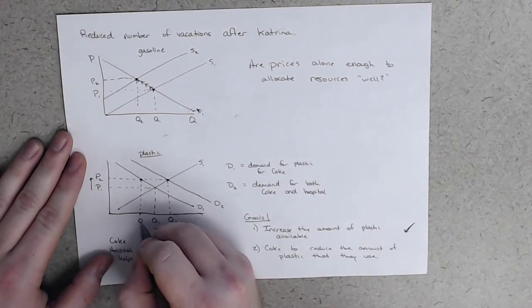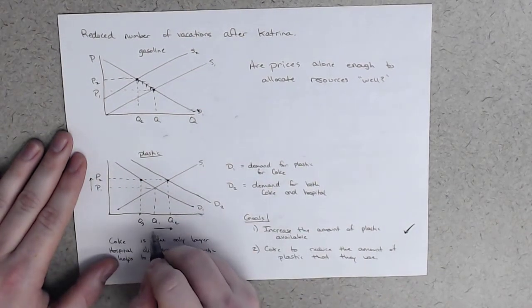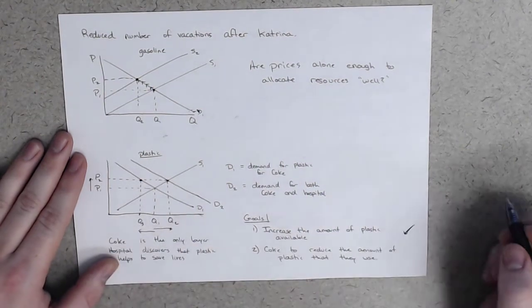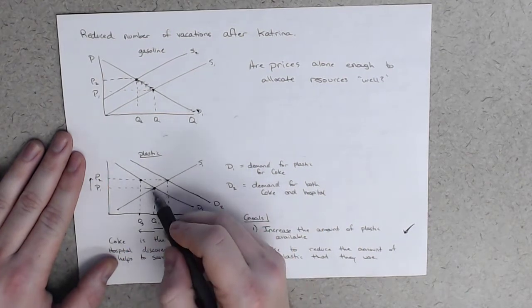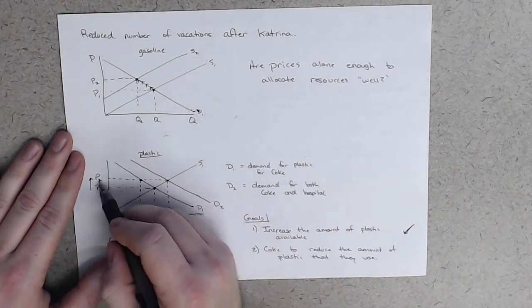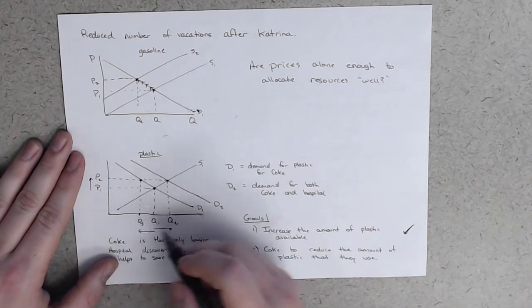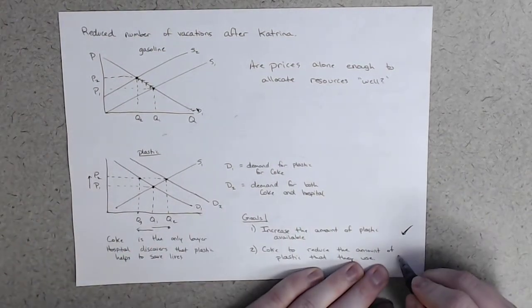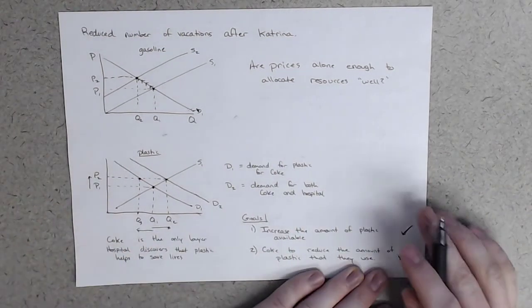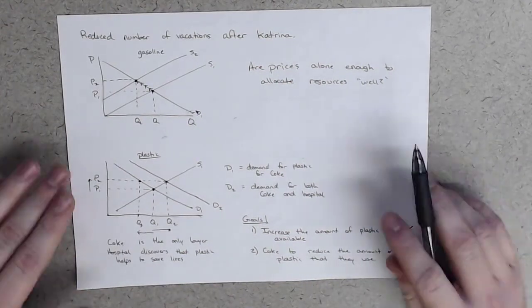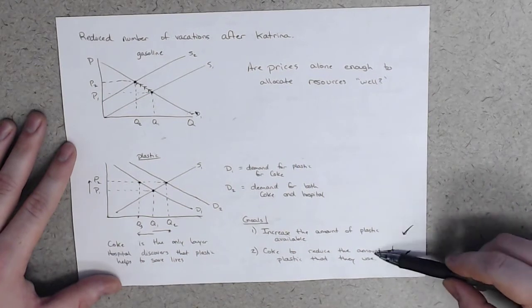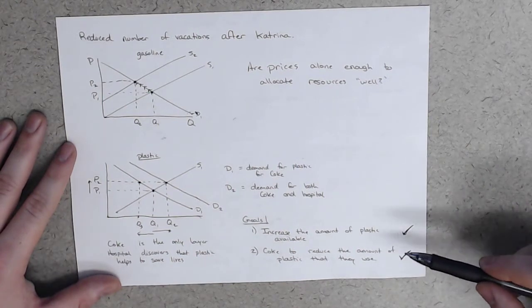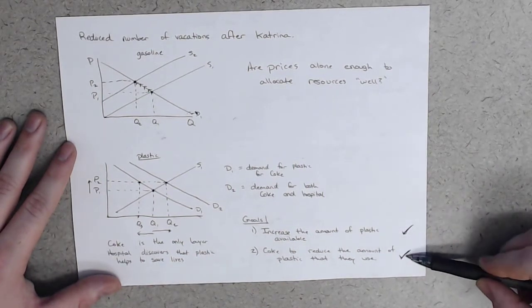And we'll discover that Coca-Cola actually reduced their consumption, right? They used to be consuming Q1, but at a new price P2, they now consume only Q3. And so in reality, the price increasing just by itself was enough to accomplish both of these goals, both increasing the amount of plastic available and decreasing the amount of plastic that Coca-Cola uses.